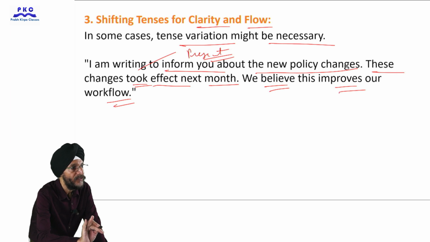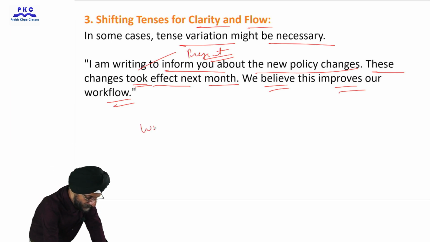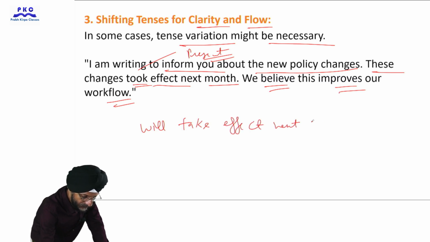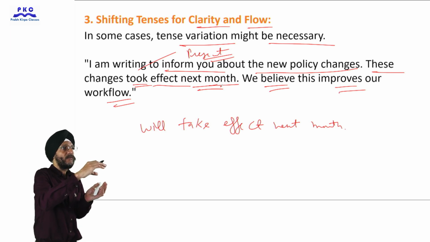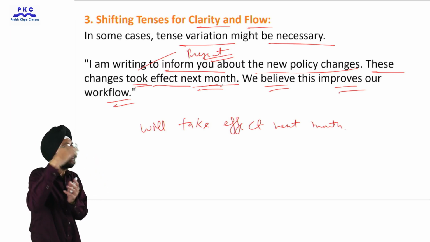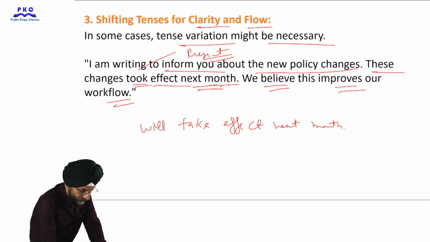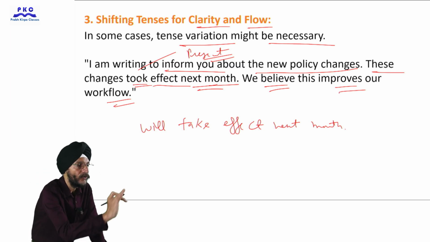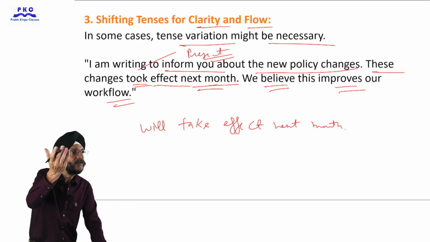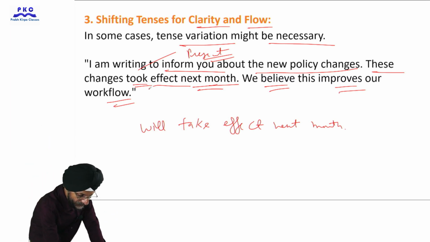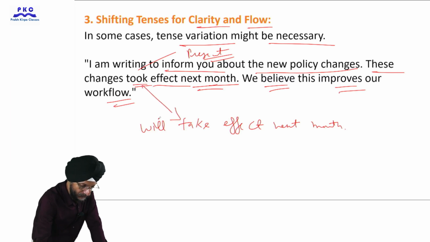These changes will take effect next month, because here it is written next month. We will have to make use of future tense. These changes will take effect, not took. We are not to use took, because changes are to be implemented next month. So here the changes will take effect next month.